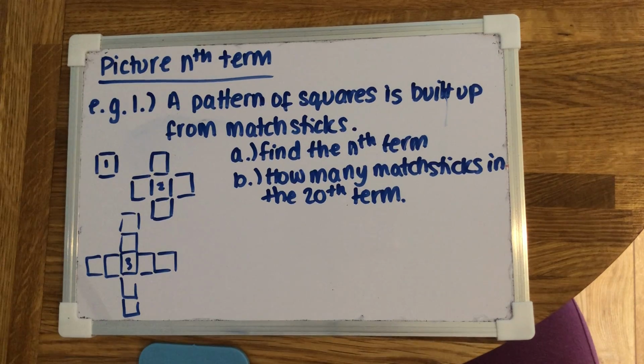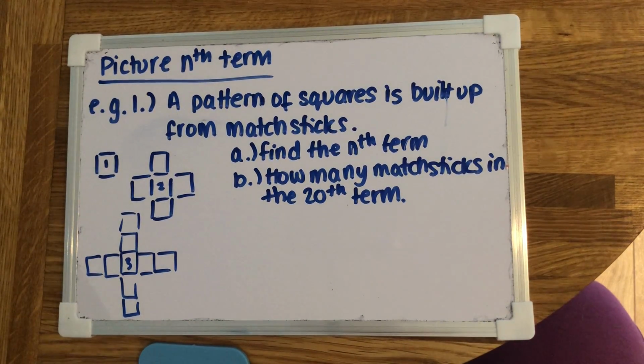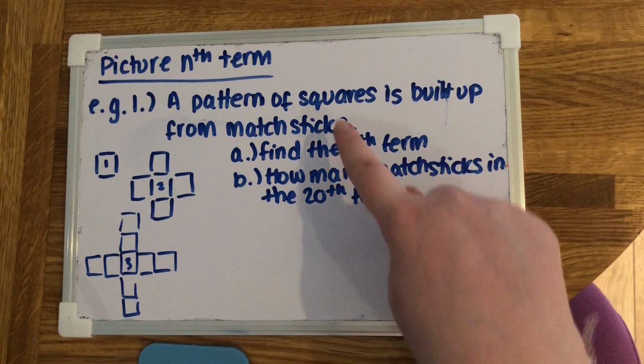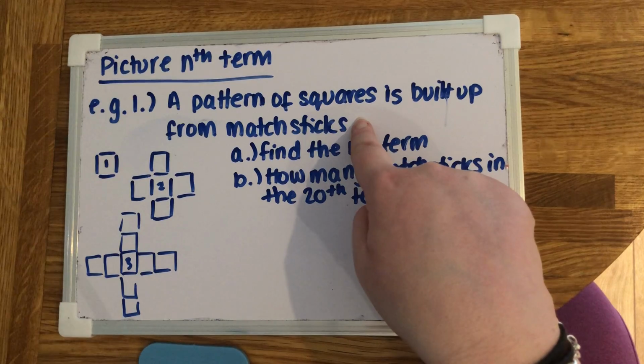So for example, there's a pattern of squares that are all built up from matchsticks. I have tried to draw it properly, but obviously they're a bit dodgy. We need to find the nth term and then see how many matchsticks we need for the 20th term. Now, the first thing you have to do with these sequences is work out how many matchsticks are in each pattern.